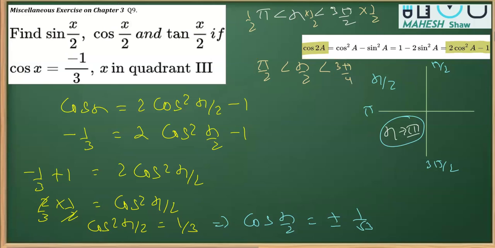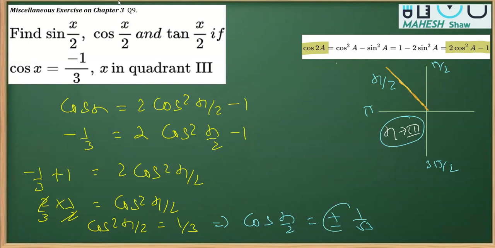So clearly, between 90 and 135 degrees, x by 2 has to be in the second quadrant. And in the second quadrant, we know cos is negative. So out of positive and negative, we'll be writing negative for cos x by 2.